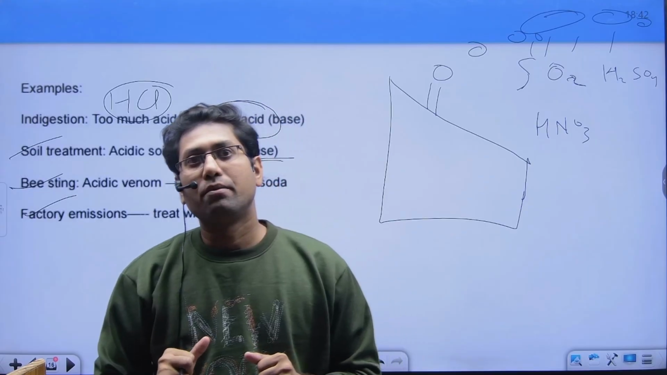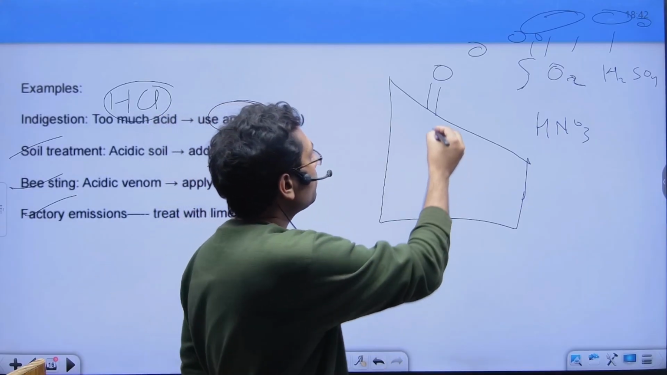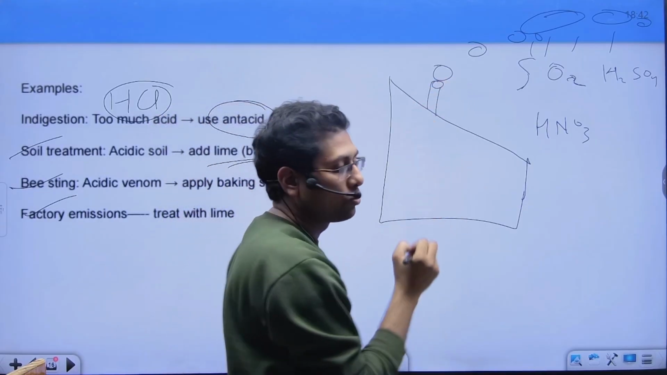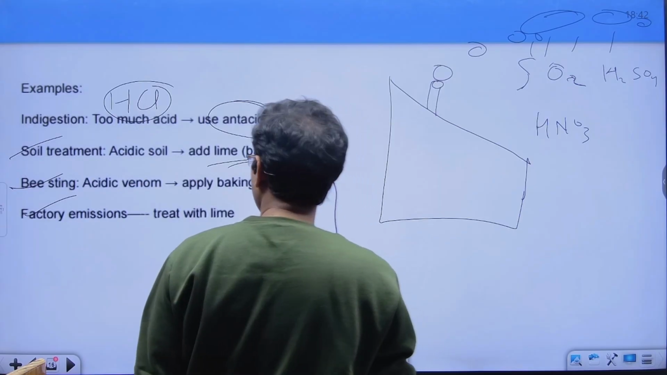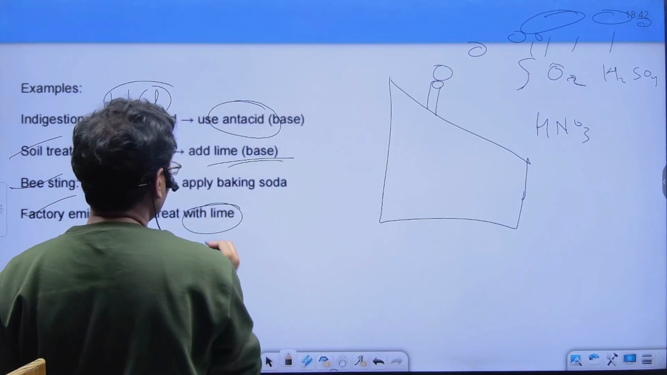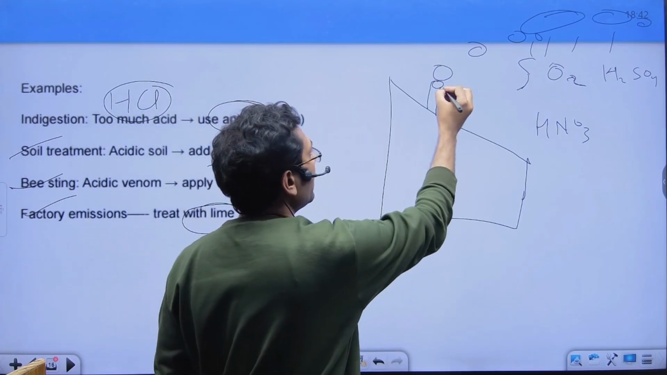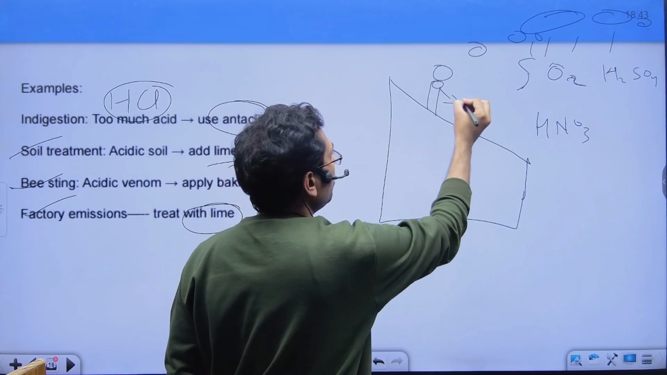What steps do we have to take? We have to install some kind of base in chimneys. So what kind of base do we use? We use lime here. If we install lime over here, the reaction gets neutralized.